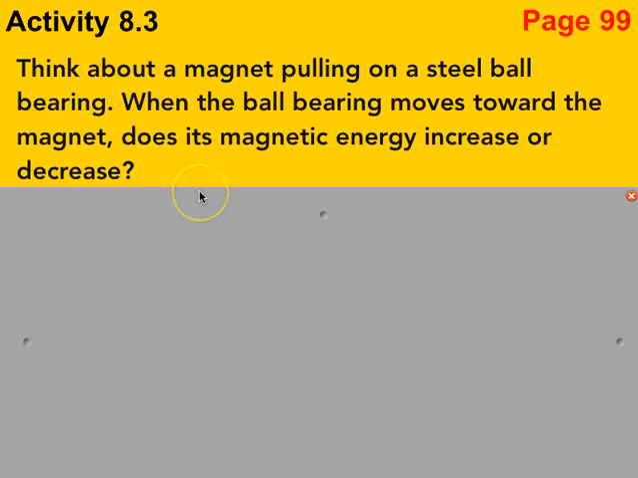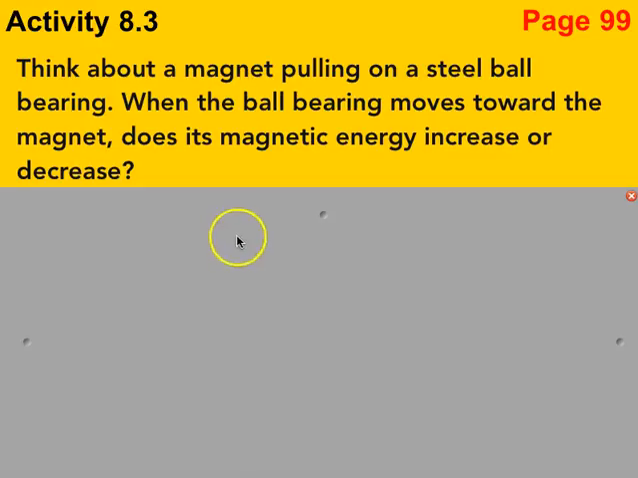Now, think about a magnet pull on a steel ball bearing. When the ball bearing moves towards the magnet, does its magnetic energy increase or decrease? Pause the video and talk about this with your group, or with an elbow partner. Answer this based on what we've just been talking about the last 5 minutes or so. Go ahead, pause the video and discuss this, and then come back and hear the answer.